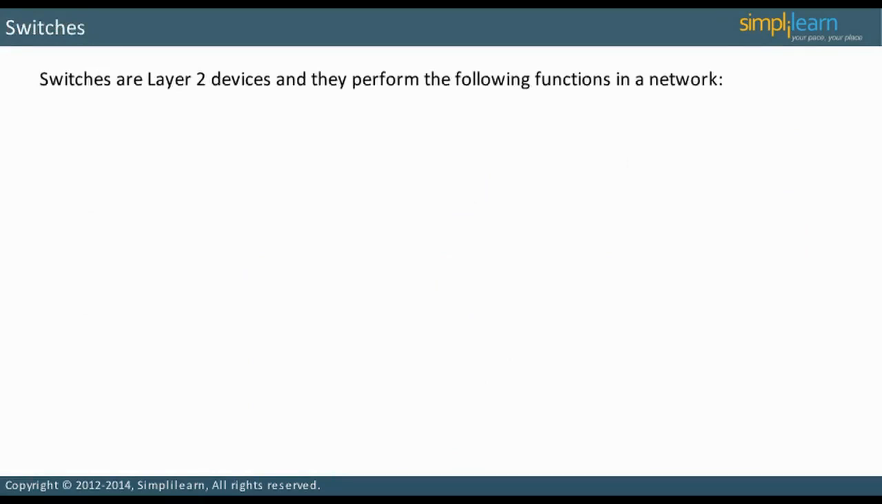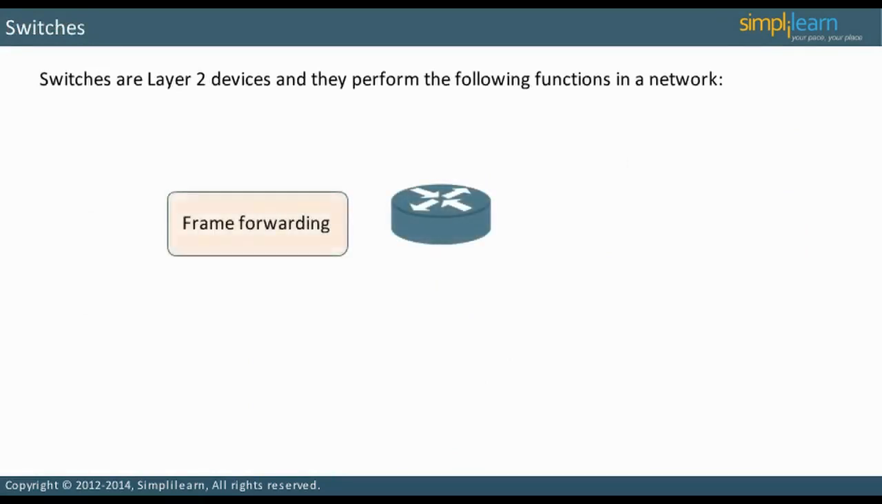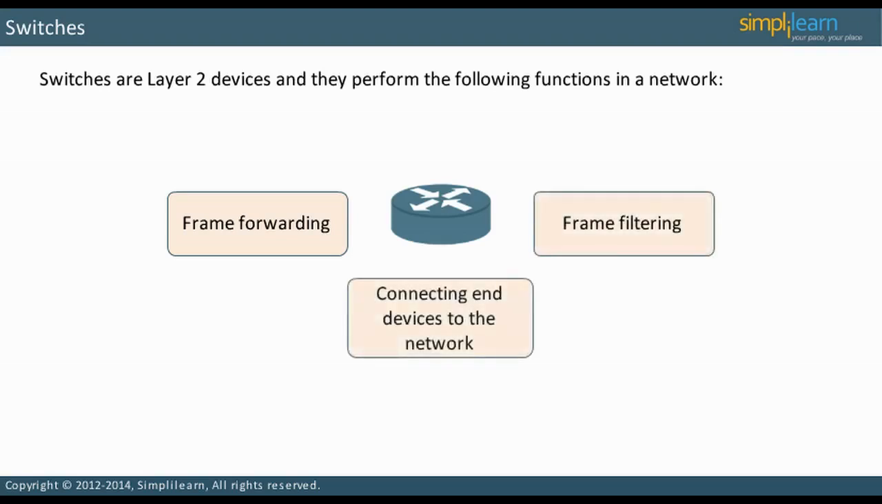Switches are Layer 2 devices. Switches perform the following functions in a network. Frame forwarding and frame filtering, which is similar to what routers do at Layer 3, and connecting end devices to the network. However, there are multi-layer switches, MLSs, that can perform some router functions. In this course, the term switch will refer to a Layer 2 switch unless otherwise specified.